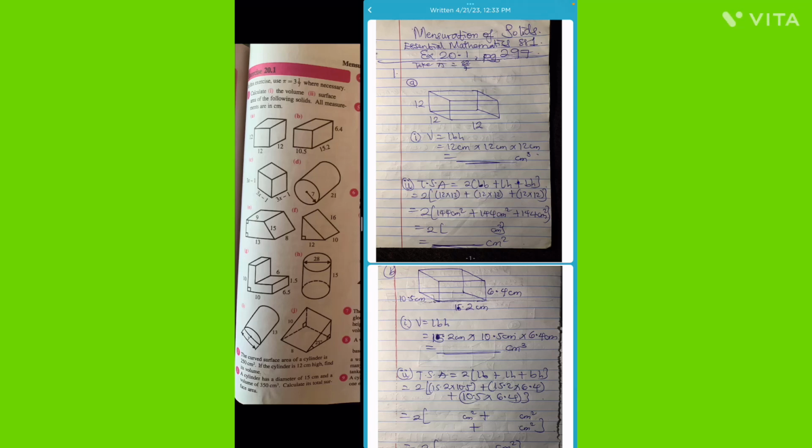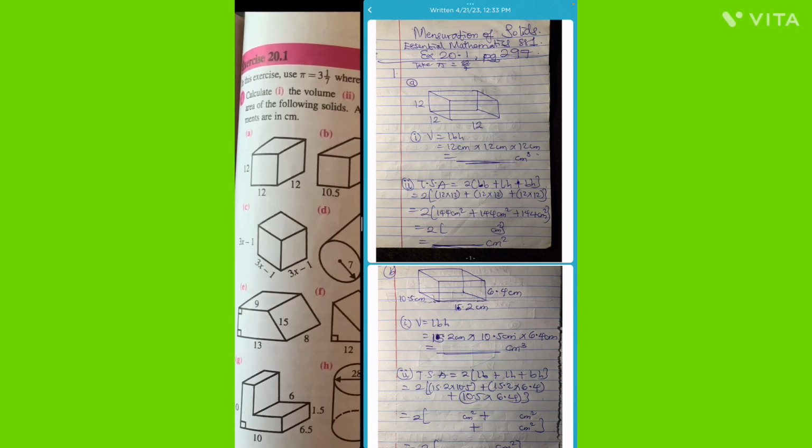Mensuration. This is the calculation of volumes and surface areas, or total surface areas, of solids. A solid is a three-dimensional figure or shape, something that has length, breadth, and height. So in this exercise, let's start from question 1. The instruction says calculate the volume and surface area of the following solids. All measurements are in centimeters.